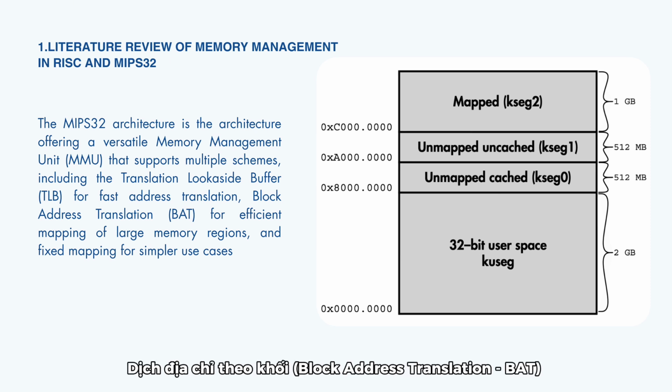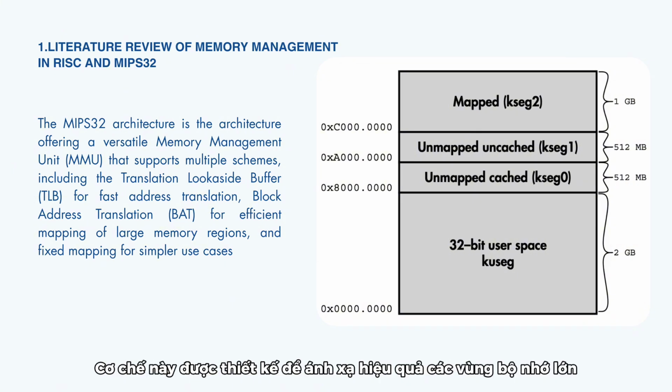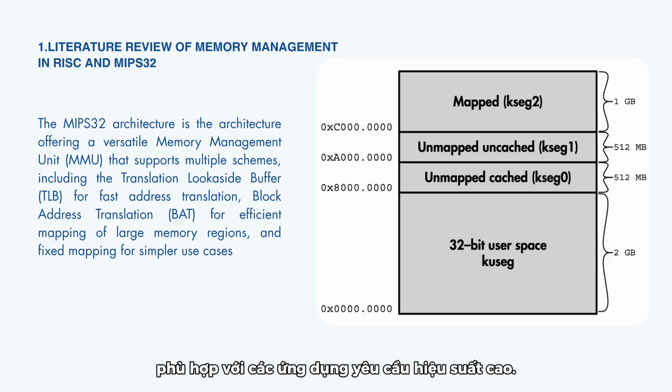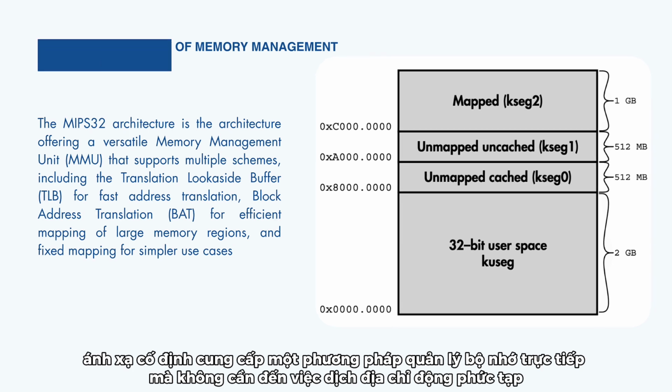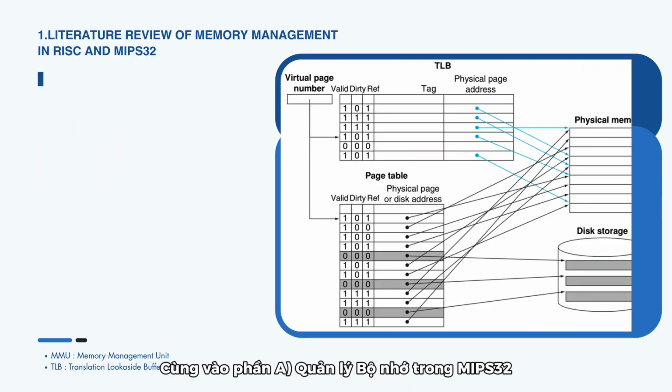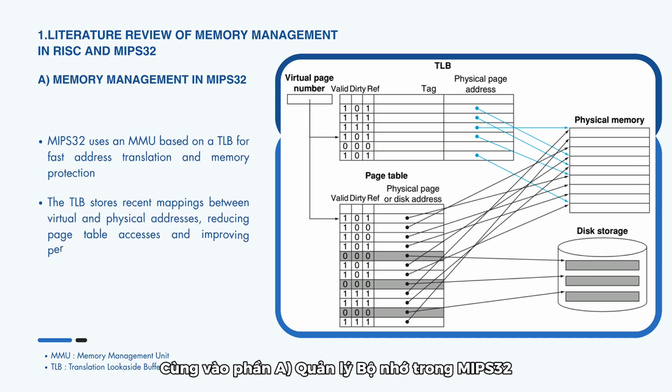We also have block address translation, also called BAT. This scheme is designed to efficiently map large memory regions, making it suitable for high-performance applications. And the last, we have fixed mapping, used for simpler use cases. Fixed mapping provides a straightforward way to manage memory without the overhead of dynamic translation. Let's move on to part A, the memory management in MIPS32.